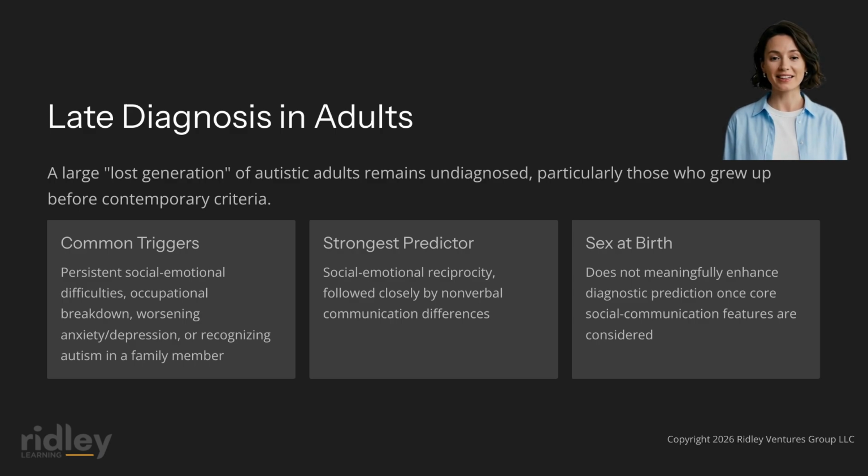most commonly a child. Whaling and colleagues in 2025 found that among adults referred for autism evaluation, social-emotional reciprocity was the single strongest predictor of diagnosis, carrying far greater diagnostic weight than any other criterion. Nonverbal communication followed closely as nearly as strong a predictor. Relationship differences showed moderately strong predictive weight, need for routines contributed a weaker but still meaningful predictive signal, and repetitive behaviors contributed the least among the significant domains. Intense interests and sensory differences added limited incremental predictive value. Sex assigned at birth didn't meaningfully enhance diagnostic prediction once core social communication features were considered.